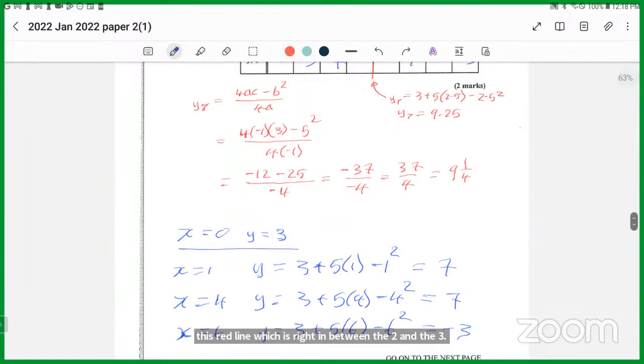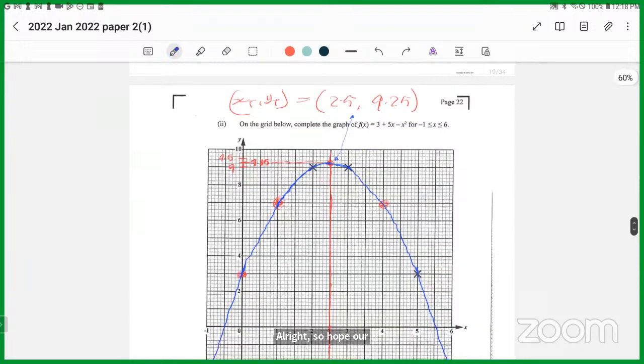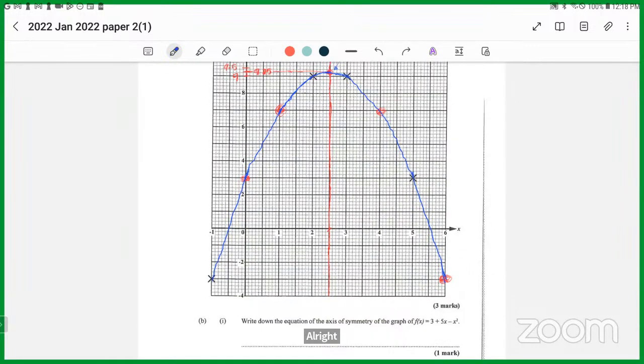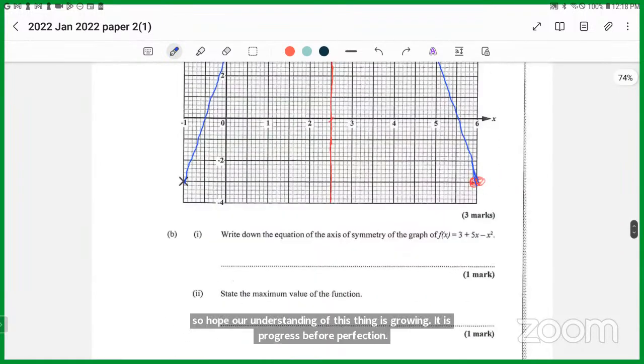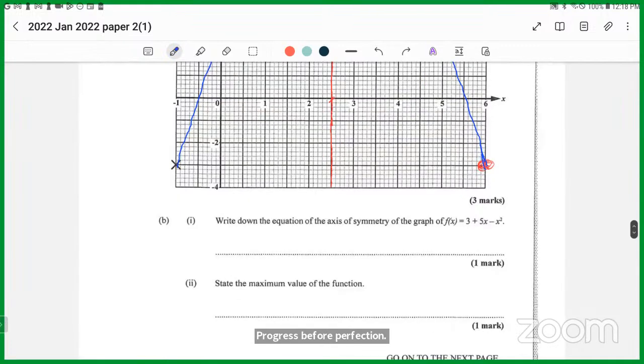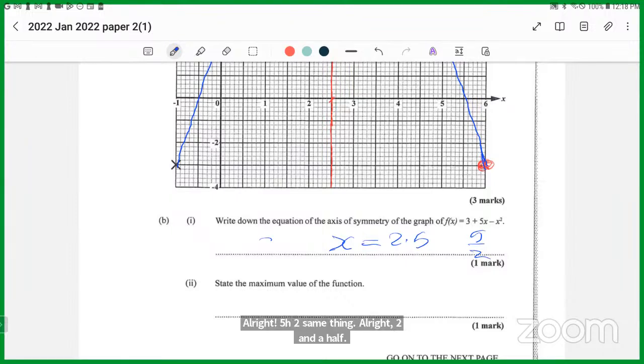All right. So I hope our understanding of this thing is growing. It is progress before perfection. We're not going to master it just yet, but we have to put in the work to master it. So it's x equals 2.5. If you want to write 5 over 2, same thing. If you want to write 2.5, same thing. But that is it. X equals 2.5. It's the axis of symmetry.